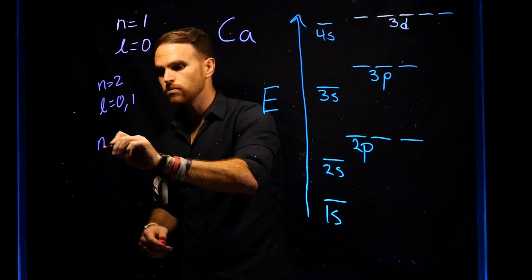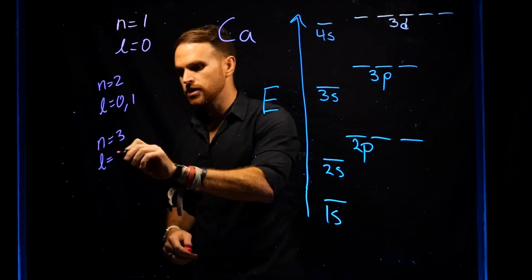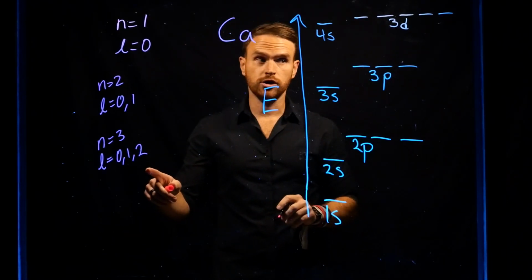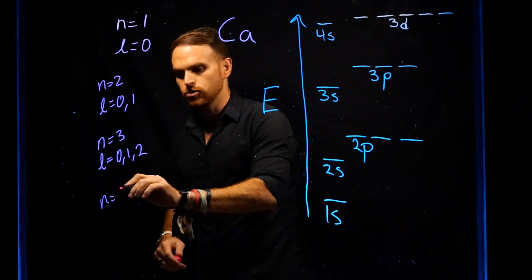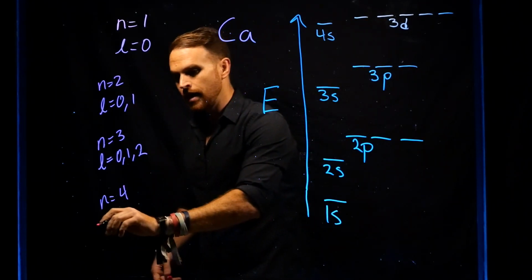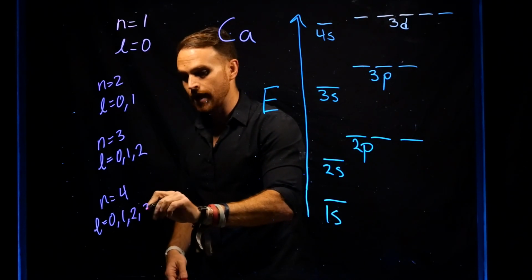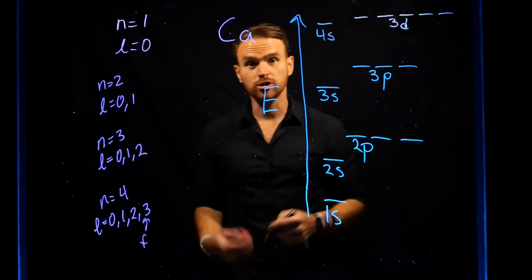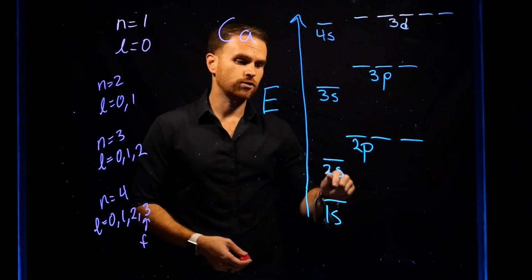And then as we move up to n equals 3, we can generate L values that are 0, 1, or 2, where 2 is the d orbitals. And then subsequently, as we continue to go to the n equals 4 state, that allows us to get to 0, 1, 2, and 3, where 3 is actually an f orbital, which we'll talk some about in this class. So, here is our energy level diagram.